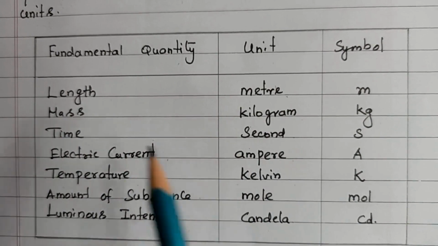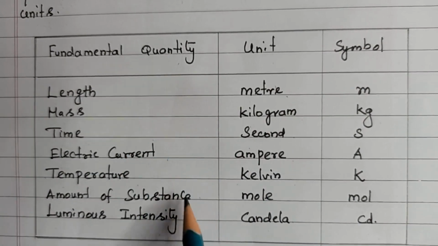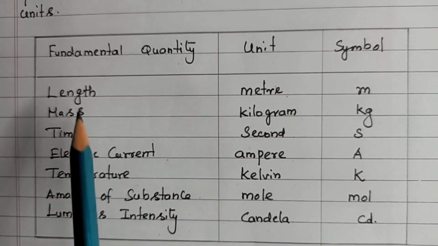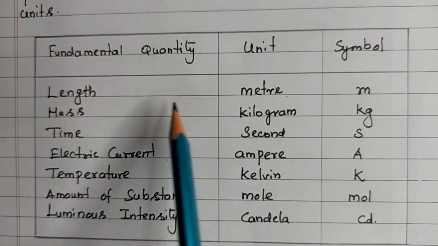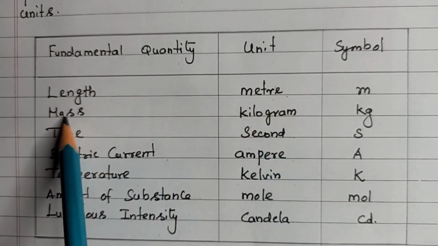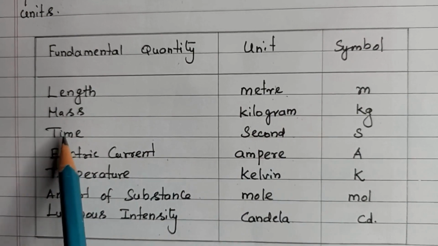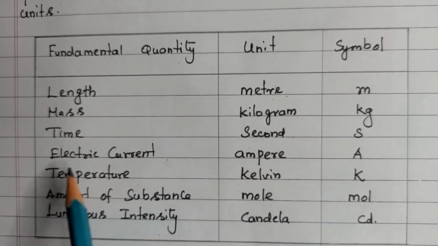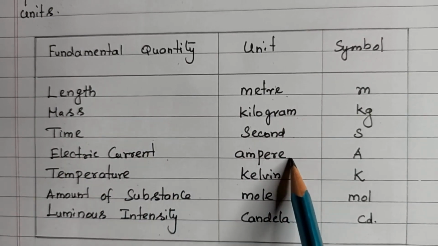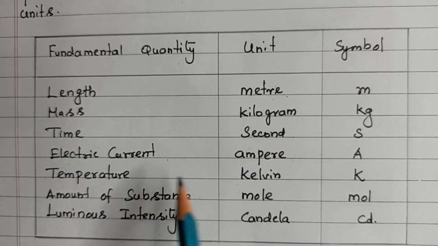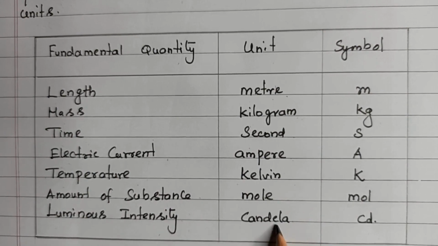What are the corresponding units for these fundamental quantities? Length, the corresponding unit is meter. Mass is measured in kilogram. Time is measured in second. Electric current is measured in ampere. Temperature is measured in Kelvin. Amount of substance is measured in mole. Luminous intensity is measured in candela.